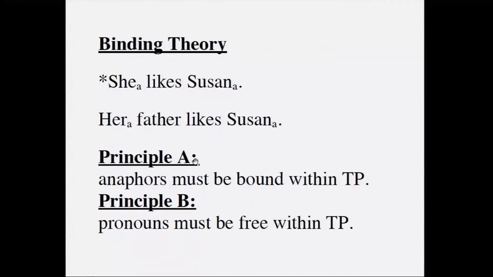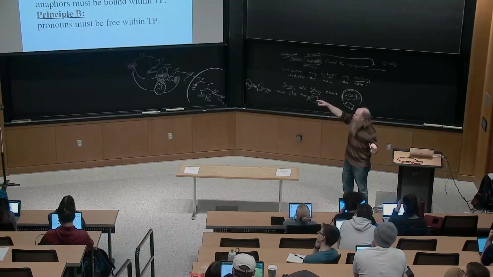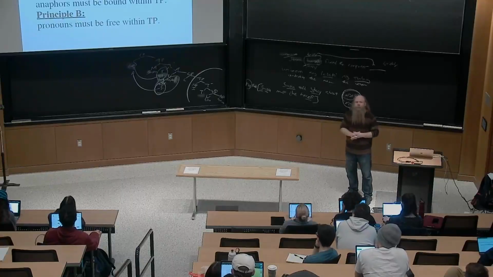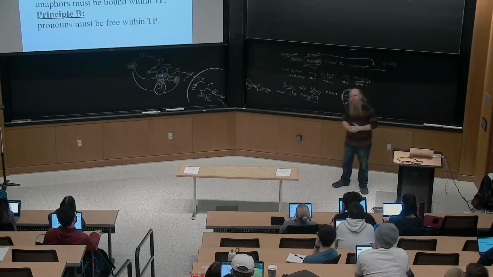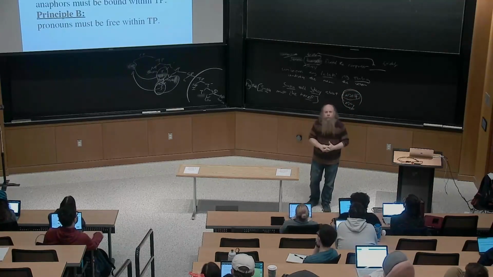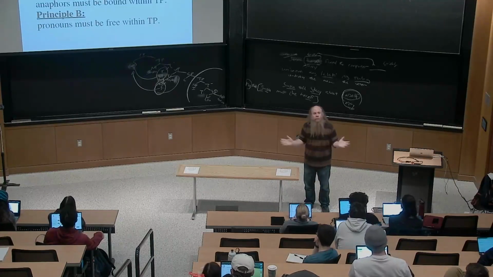That's a leading question, if there ever was one. No, they do not. So first of all, principle A is obviously going to be useless here. There are no anaphors in these sentences. Okay, so forget principle A. Principle B, pronouns need to be free within TP. Well, is she free within TP in she likes Susan? Is there a noun phrase that C-commands she and co-refers with it? Is she free?